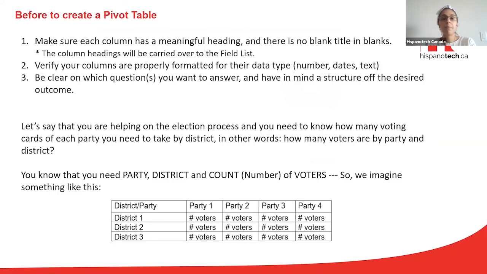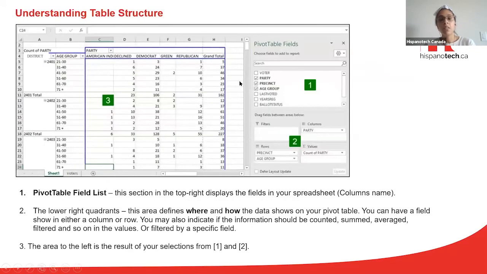So before you create a pivot table, first make sure that each column has a meaningful heading and there is no blank in there. There are no blank titles. Why? Because as I told you before, here section 1 is going to migrate, or is going to have the same titles as your columns.